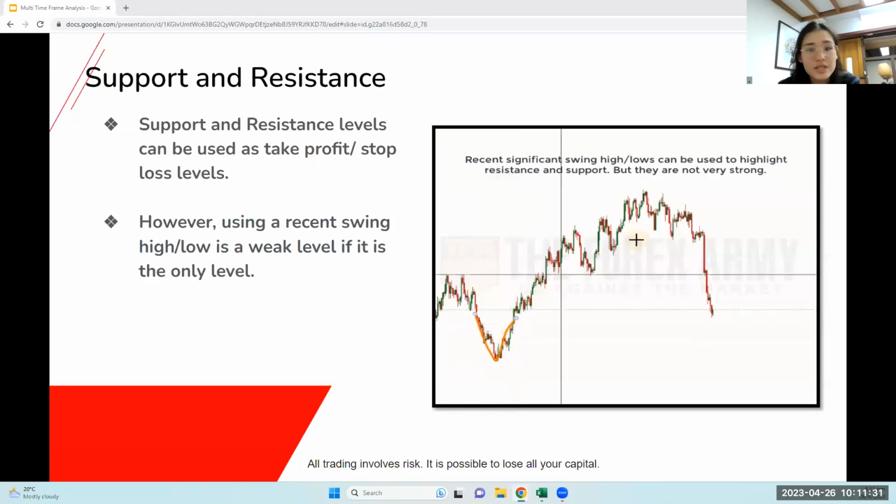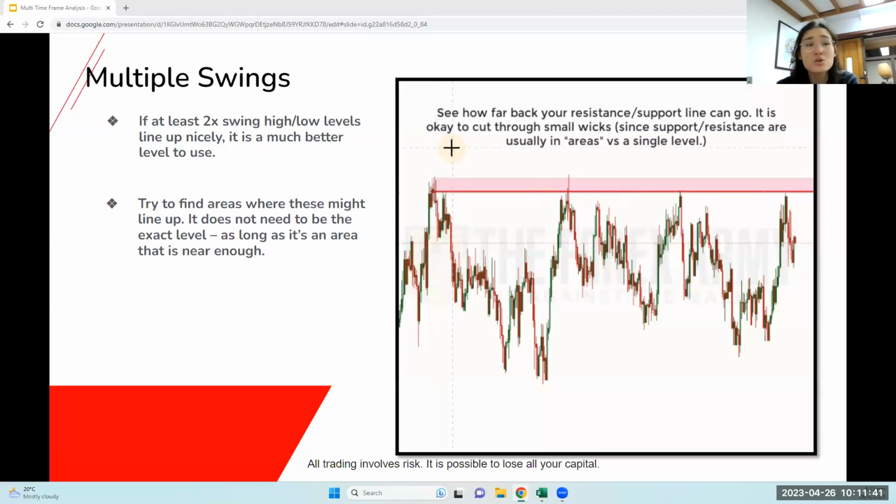As mentioned earlier, using a recent swing high or swing low is a weak level if it is the only level that we are considering. So instead, what we should do is to look for support and resistance areas that line up with multiple swings. Be it swing high or swing low, if at least two swing high or swing low levels line up nicely, it's a much better level to use. So we try to find areas where these might line up. It doesn't have to be an exact level as long as it's an area that is near enough to them.